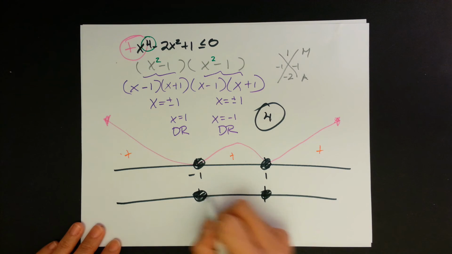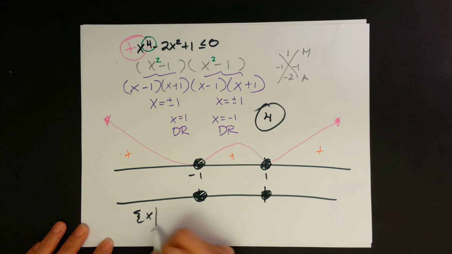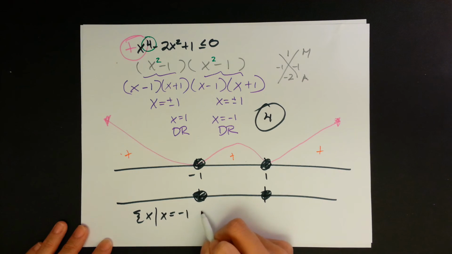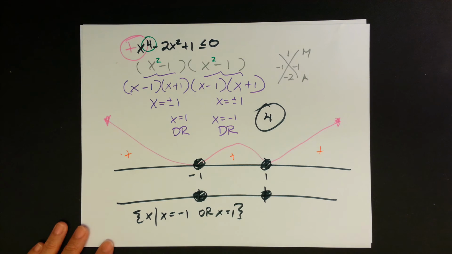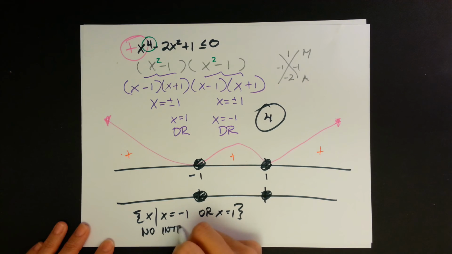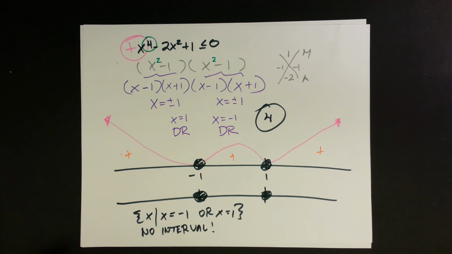So this is a nice kind of special problem. Now here, for your set notation, what would you do? You would flat out say it's either -1 or 1. For your interval notation, actually no interval notation exists because there is no shaded-in interval to begin with, so no interval notation.